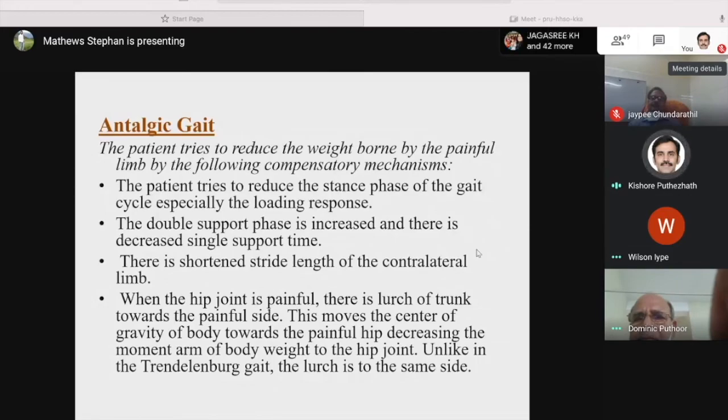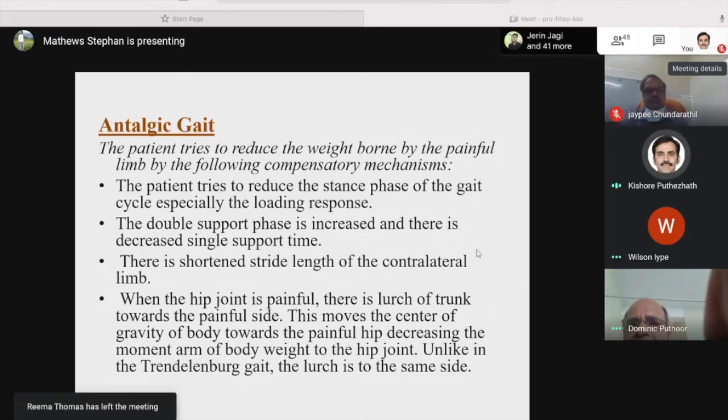Another thing is, a knee problem is a common thing. In a knee problem, if there is pain in the knee, or if the knee is stiff, the patient will not be able to properly flex the knee. So in order to clear the ground, the patient will do something called vaulting. Vaulting is just the opposite of shoulder dipping. The patient will be lifting the shoulder on the same side.